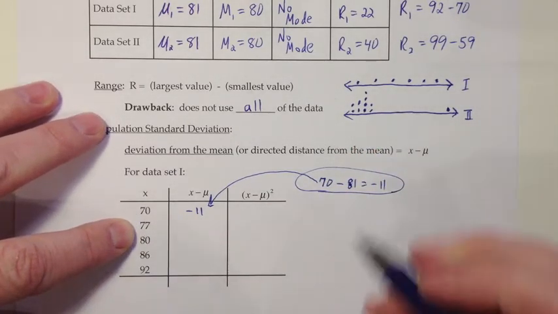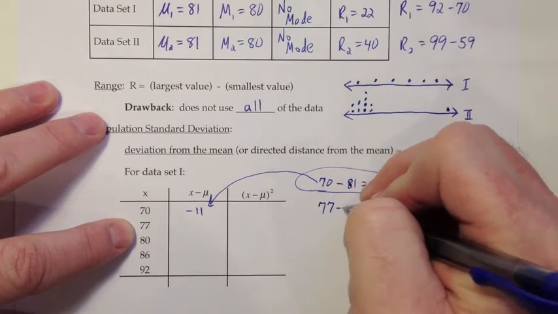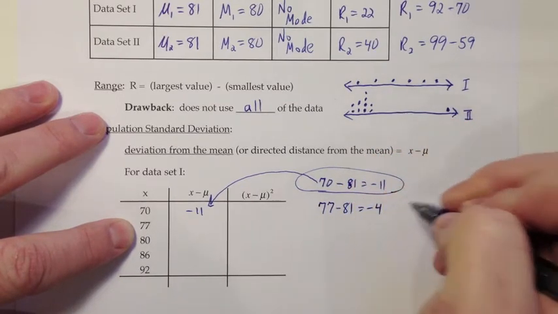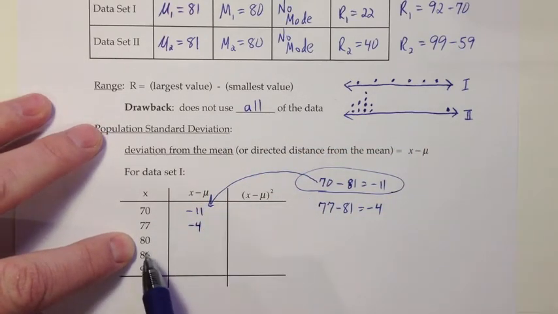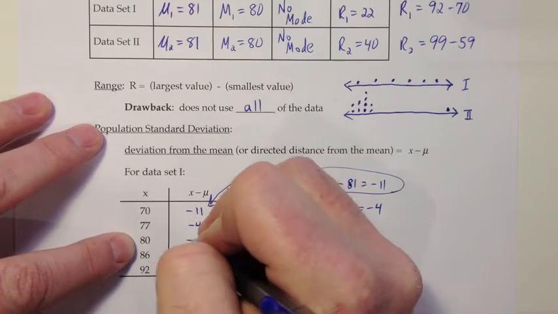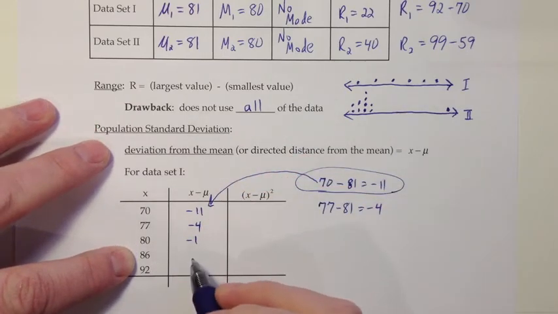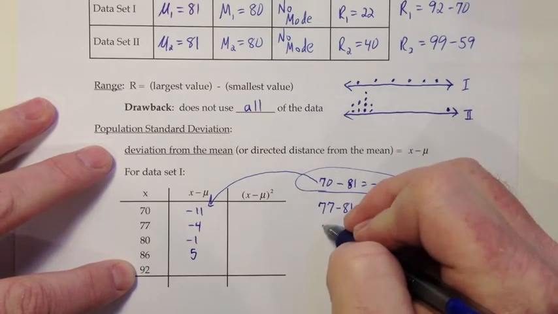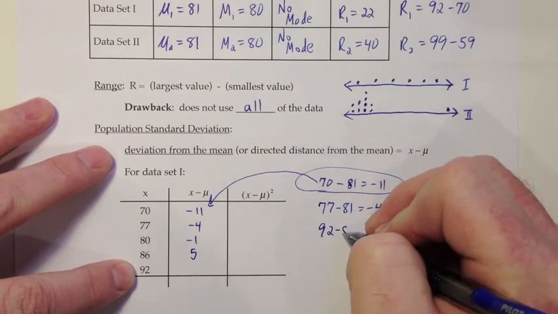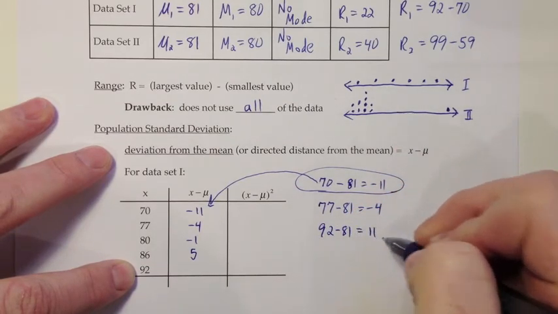So that gave us this number, and then we keep going like that. So 77 minus 81, I'll show one more over here on the side. We get negative 4, so that's this deviation. And then just keep going, I'll do the rest in my head. So 80 minus 81 would be negative 1. 86 minus 81 would be 5. And then the last one, I guess I'll write that down too. You have 92 minus 81, and that would be 11.